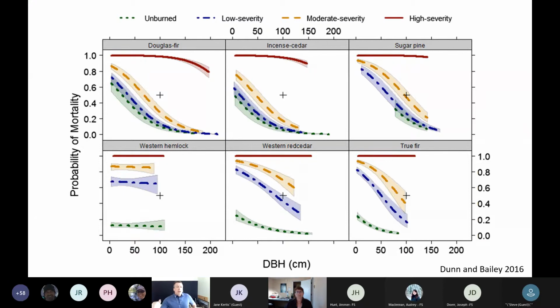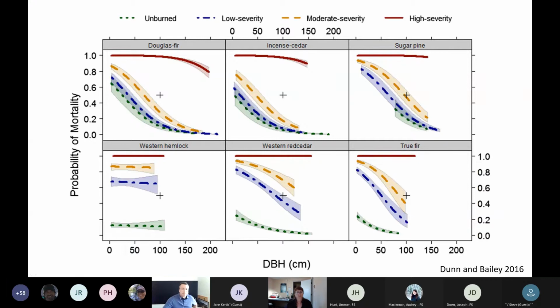Right, and Jane covered this, so I won't spend much time on it, but when we look at our west side systems, there are a few species that have a lower probability of mortality or higher likelihood of survival during wildfires, and those include Douglas fir, incense cedar, and sugar pine, shown here on the top. And then some groups of species are much more susceptible to fire or have greater risk of mortality, and those include things like western hemlock, red cedar, and true firs like white fir and grand fir and subalpine fir and Pacific silver fir.